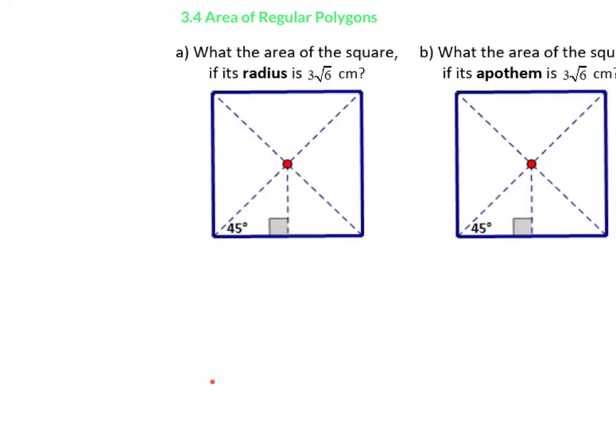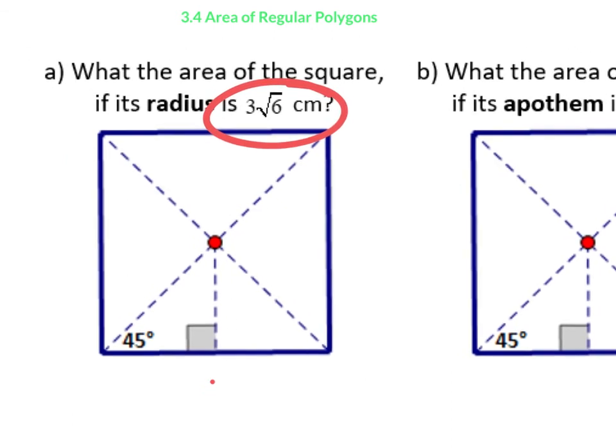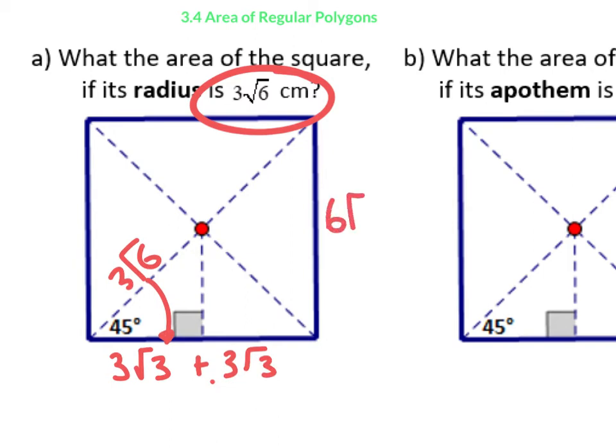Now let's put it all together to find area of the square. The radius, they say, is 3√6. So I've got different ways to do this. Let's divide by √2. That would be 3√3. That would make this 3√3. It makes the side 6√3.